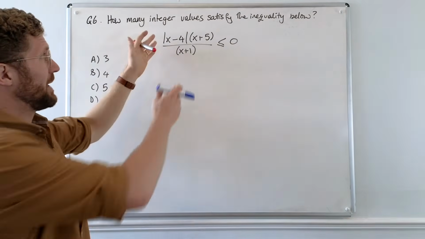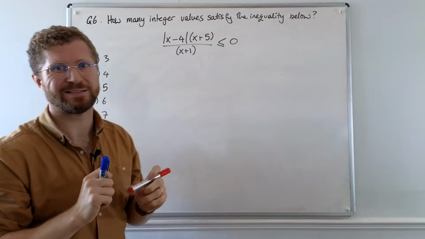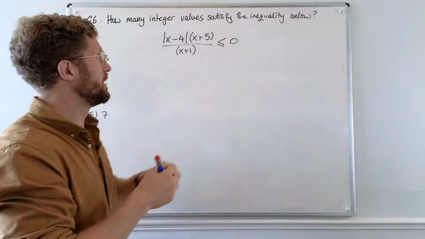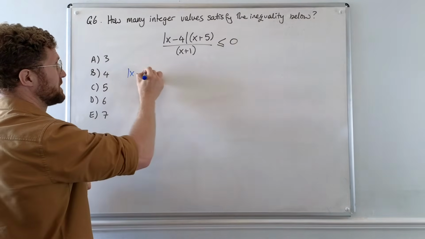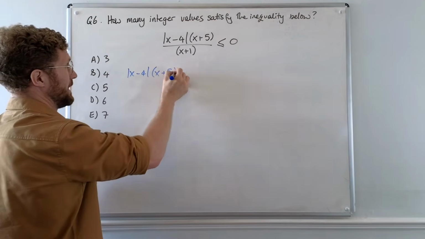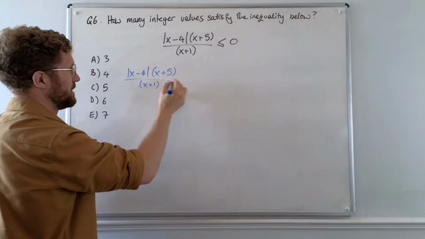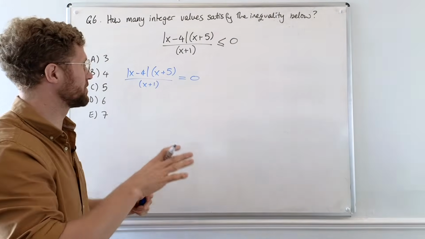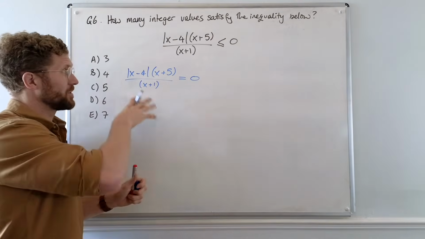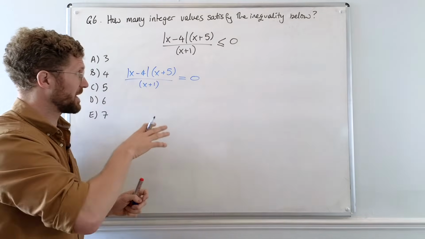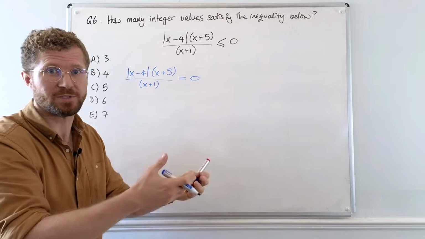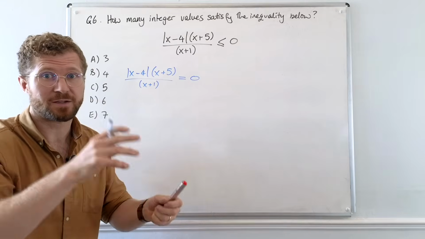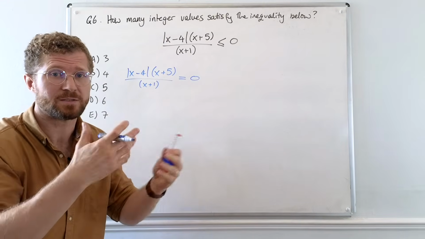So I want to know when this left-hand side, this horrible algebra-filled left-hand side, is less than or equal to 0. First, I'm going to take a look at what happens when this left-hand side is equal to 0. I'm going to ignore the less than for now. We're going to deal with the equals to 0 bit first. Now, when I've got an equation like this with a fraction, and the fraction equals 0, then all we really need to look at is when does the top part of that fraction equal 0? Because 0 divided by anything is still going to be 0.